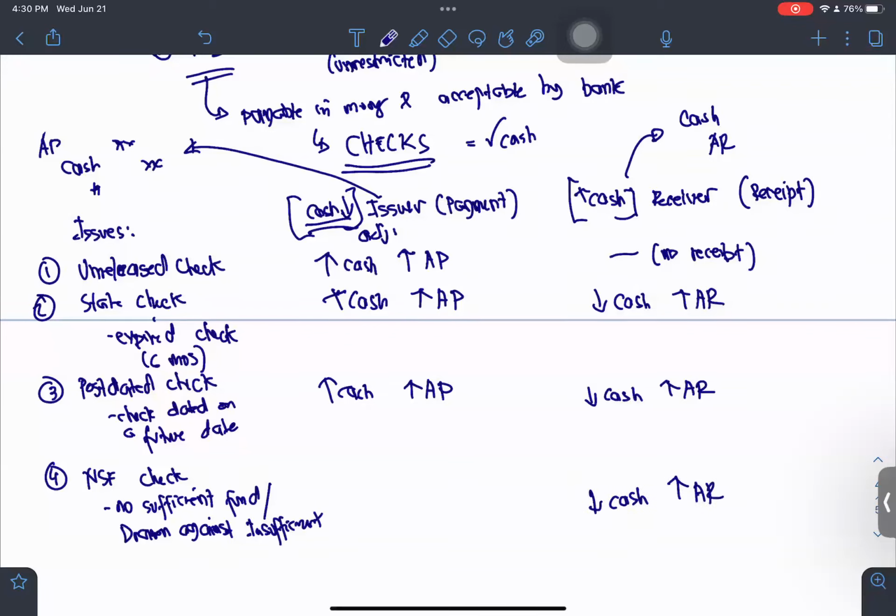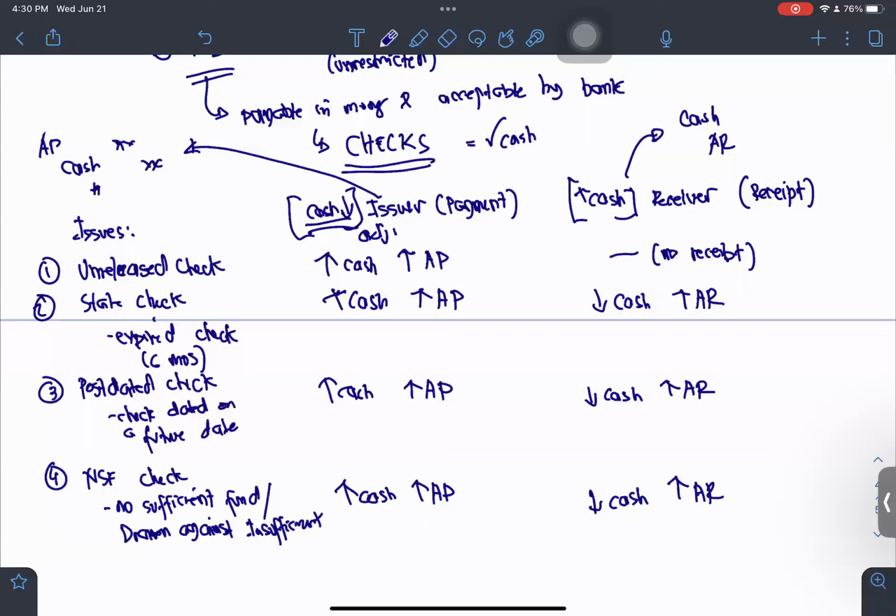How about on the part of the issuer? Considered ba na bayad yung NSF check? Siyempre hindi siya considered na bayad. Bakit hindi siya considered na bayad? Wala kang laman eh. So hindi ka nakapagbayad talaga. So since hindi ka nakapagbayad, anong gagawin natin? Increase din natin yung cash natin kasi initially binawasan mo siya, and taasan mo rin uli yung liability mo in the form of accounts payable. Okay? So those are your issues for your check.